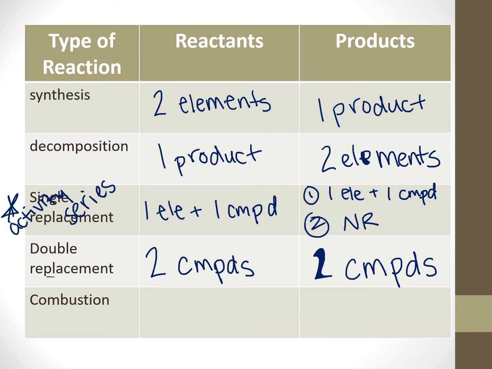For combustion, you're going to have, really it's just the elements C, H, and O, but you're going to have some compound X plus O2, and that's usually going to give you CO2 and water. That's kind of how to tell your reactants and products for each type of reaction.